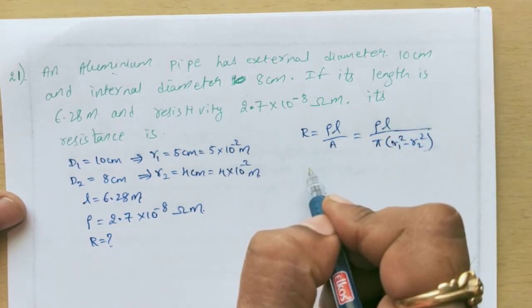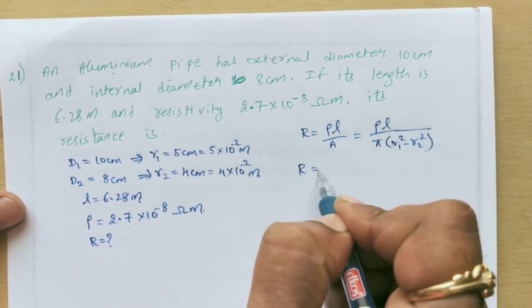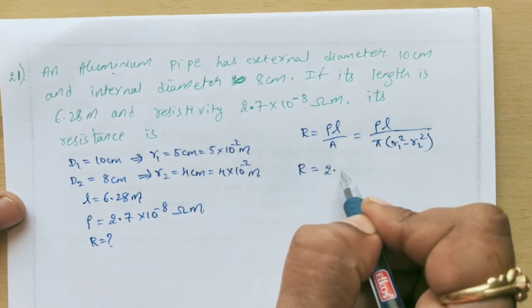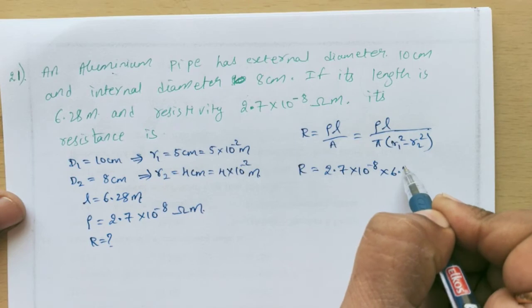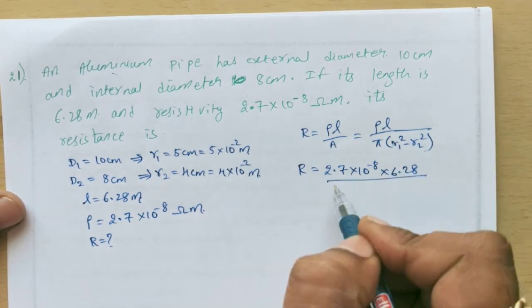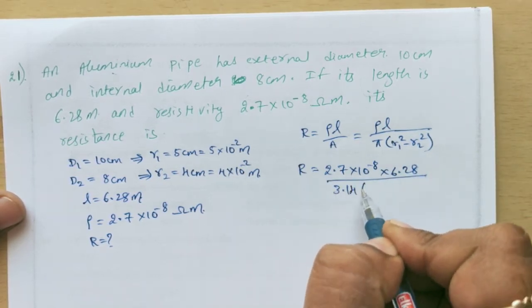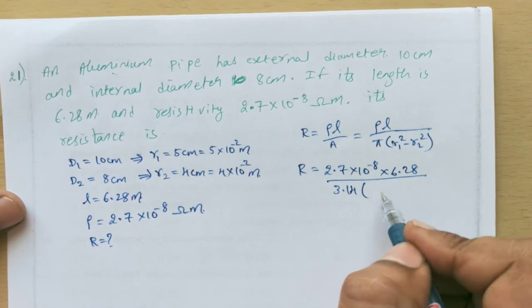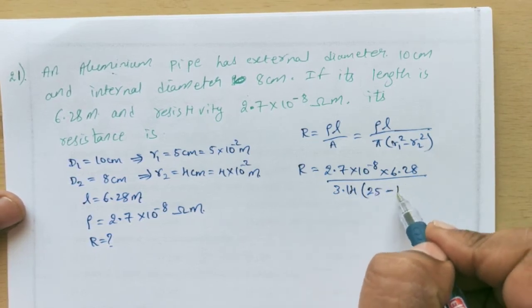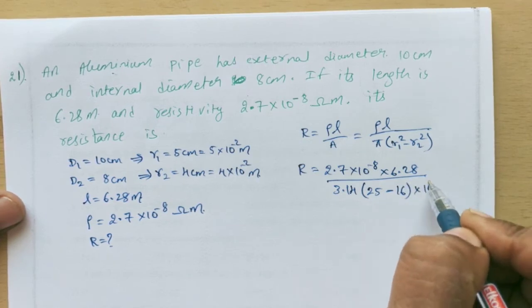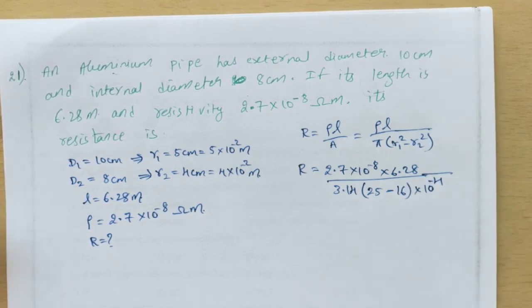So just while substituting these values, R value is equal to rho, which is 2.7 into 10 power minus 8, this is 6.28 L value, whole divided by pi, which is nothing but 3.14. Here R1 square means we are getting 25, minus R2 square means here 16, into 10 power minus 4. On squaring we can get it.